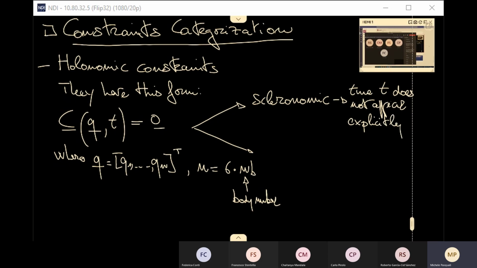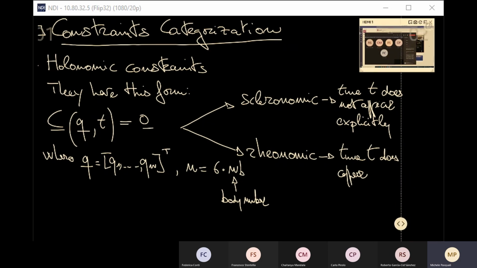in the equation. Otherwise, we have another categorization, which we call rheonomic. So let me write it. So it's rheonomic, which is the converse, okay, when t actually appears. So I'm talking about this dependence here. If it's explicit, we have a rheonomic, otherwise it's a scleronomic constraint. That's just a matter of categorization, okay? So time t does appear. Okay, so let's make an example, and then let's understand a little bit more.